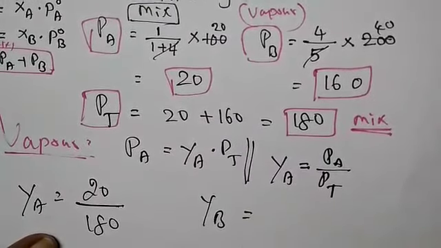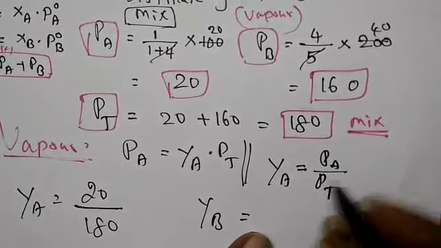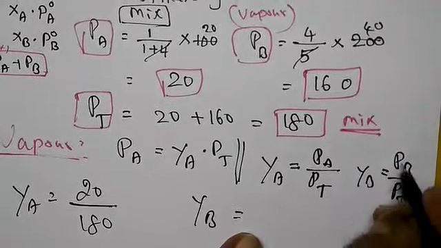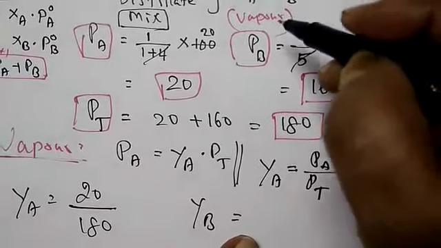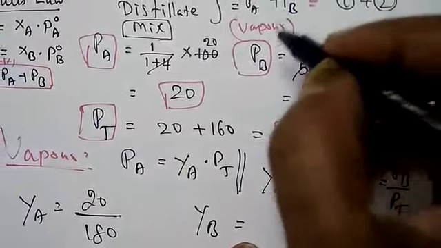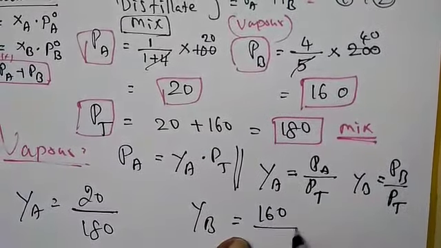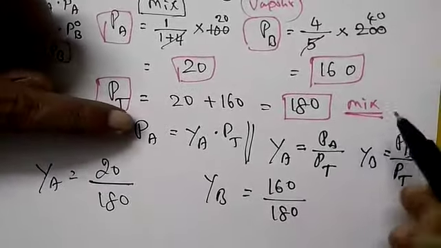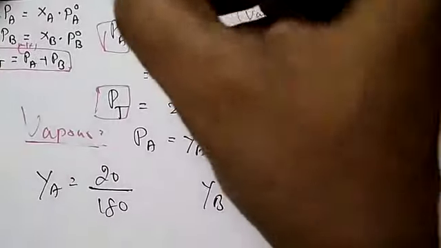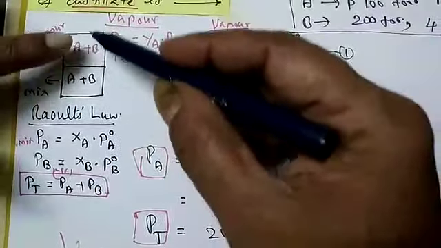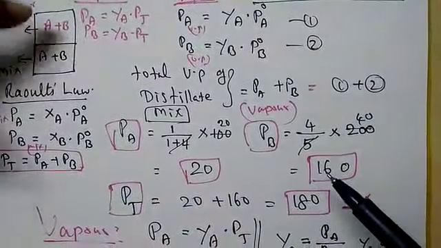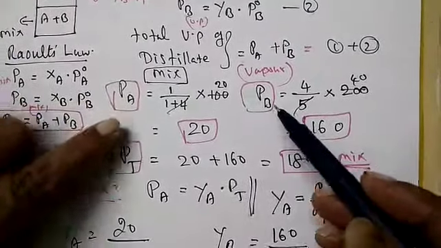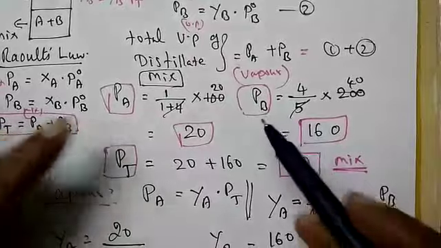Like that you go for YB. For YB the formula is PB by PT. PB is the pressure of component B in the mixture, 160, divided by the total. Even though it is the vapor formula, you are taking PA and PB from the mixture because the vapor is coming from the mixture. This depends upon the number of moles in the mixture, that is Raoult's law. So PA and PB are the pressures of the A and B components in the mixture only.